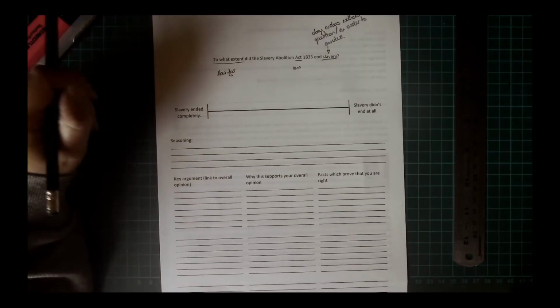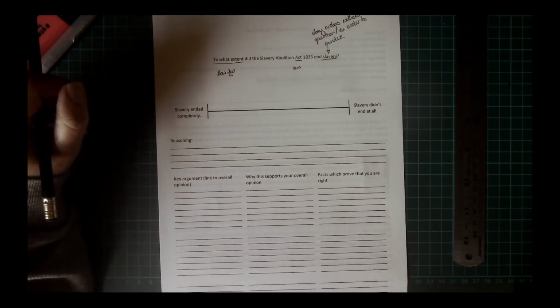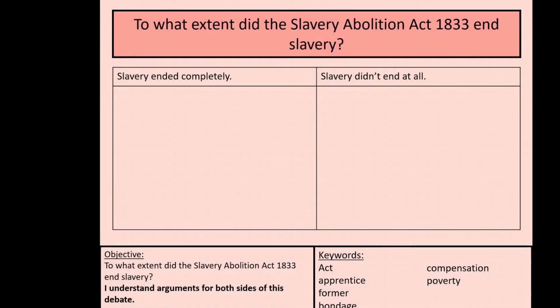Once you've completed that quiz, I then want you to draw this table, either in your exercise books or on a piece of paper. It doesn't necessarily matter. Once you've drawn that table, you're going to go through the article that we've just read, and I want you to write down possible reasons from the article that we could use to argue that slavery did end completely, and possible arguments that we could use to argue that slavery didn't end at all.